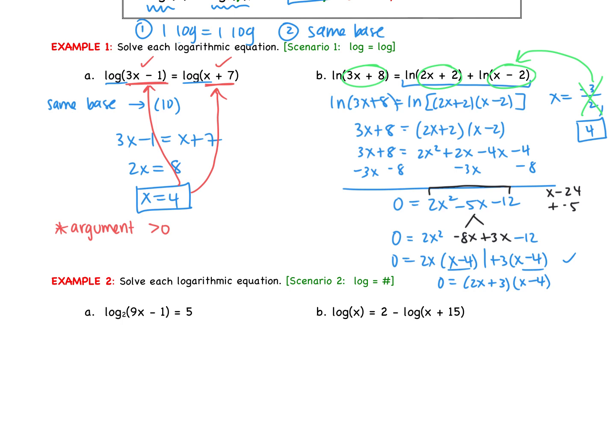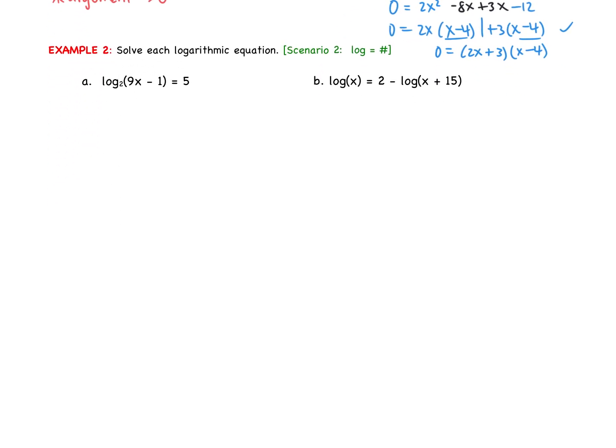Okay, second type of problem. You're only going to have a log on one side of the equation, like in example 2a. In example 2a, there's only one log. So we can't cancel that log out because there's not a log on the other side. If that's the case, like it is here, there's really nothing we can do the way that the equation is currently written.